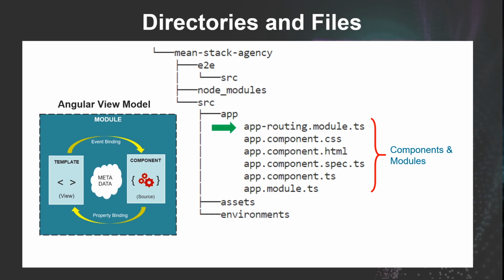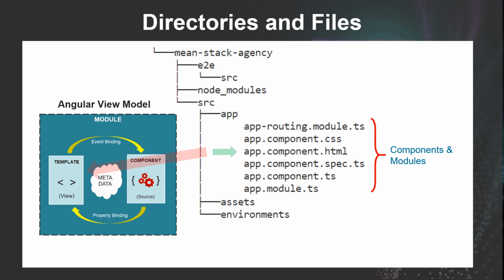Okay, so that's for your routing modules. Then there is the component CSS. This is just the external style sheet for this component. As you can see here, all these files belong to one component called the app component. And then the next one is the HTML file. This is the template or the view, right?